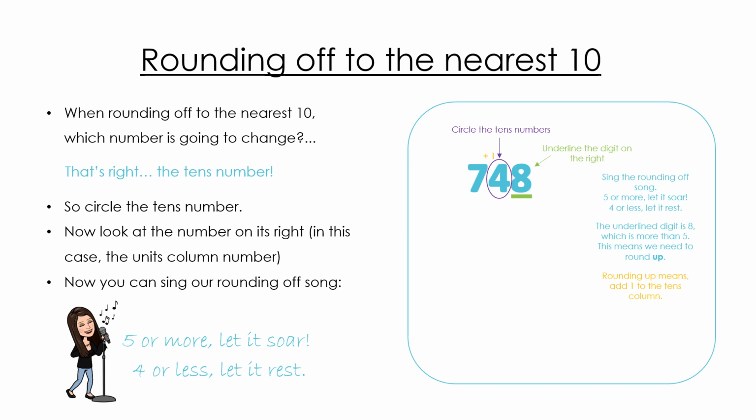Let's add a little 1 there. 4 plus 1 is 5. So you write down your 5. Everything to the right becomes 0. So that 8 becomes a 0. And everything to the left of the circled digit stays the same. So it was a 7, it still stays a 7. Awesome.